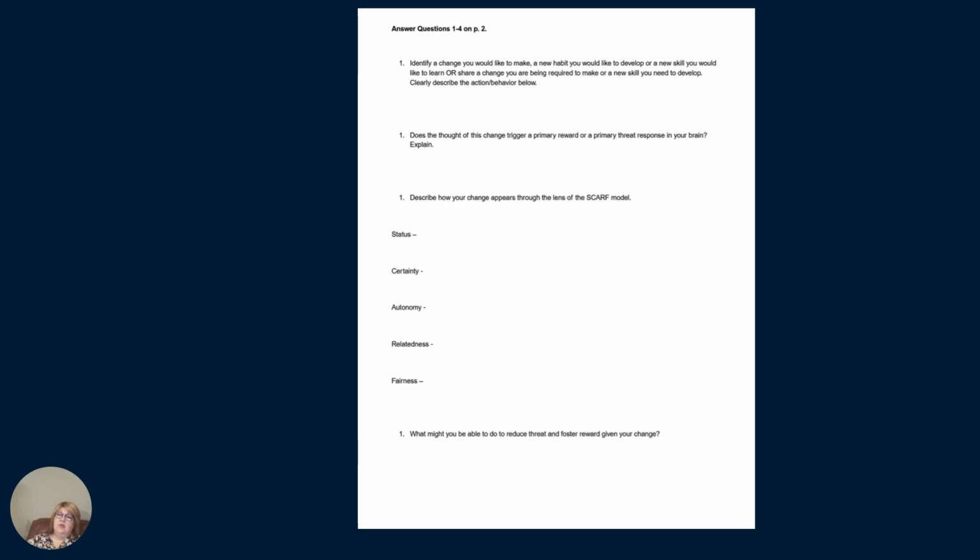So take your model brain home. We're going to be discussing more this week, and take your brain model home, look it over, and look through this SCARF model worksheet. We'll discuss it more tomorrow, and we'll answer questions and have some discussions with your group members.